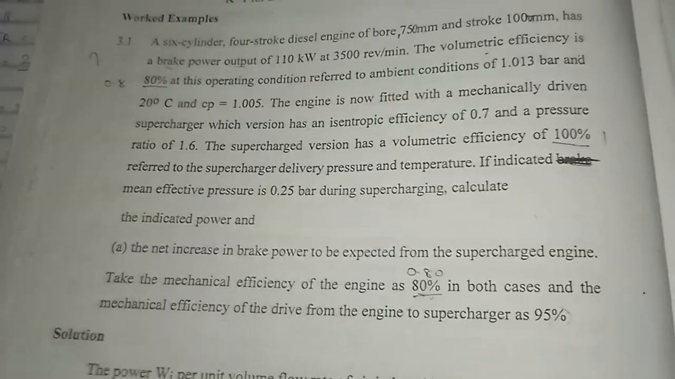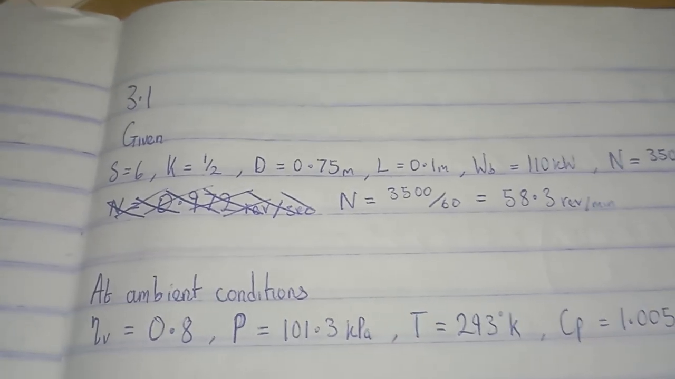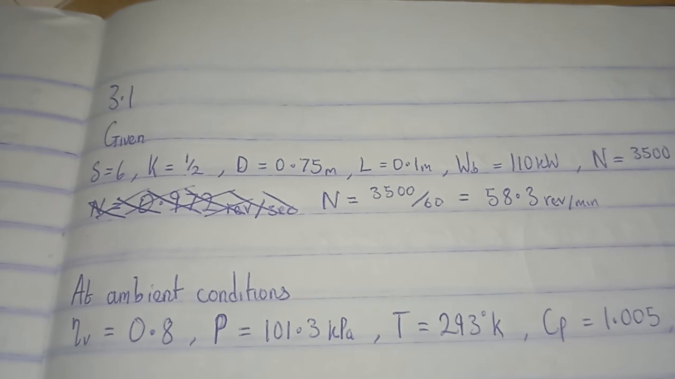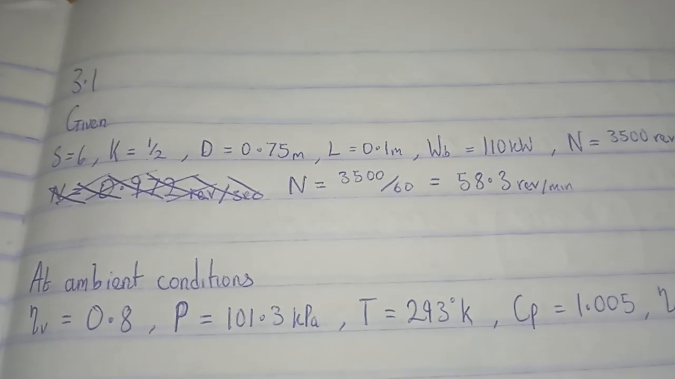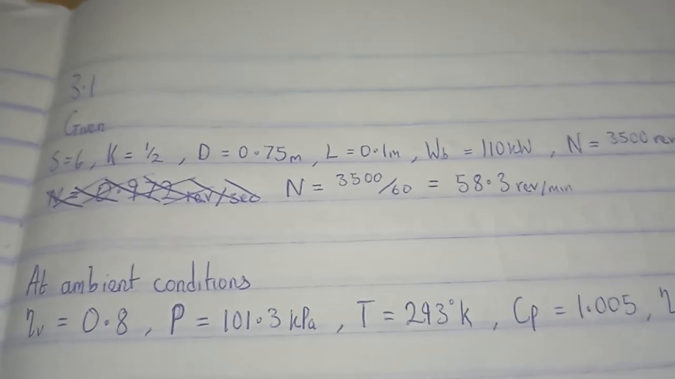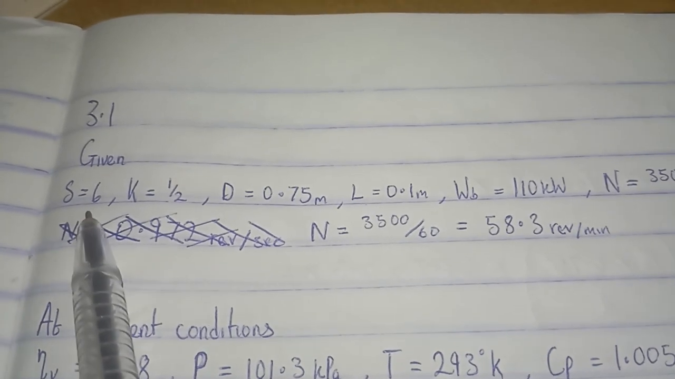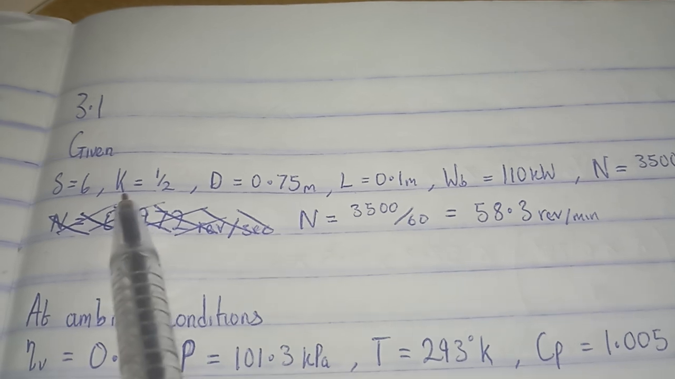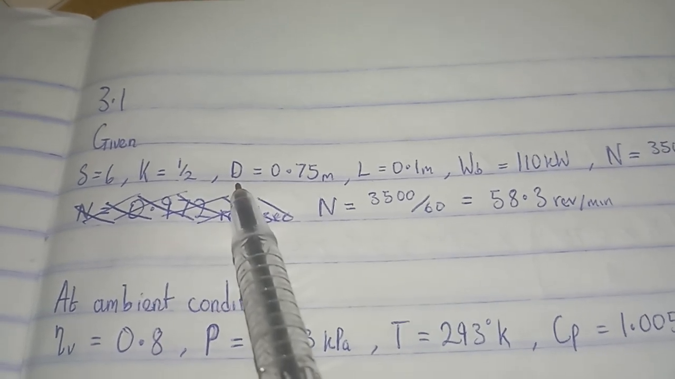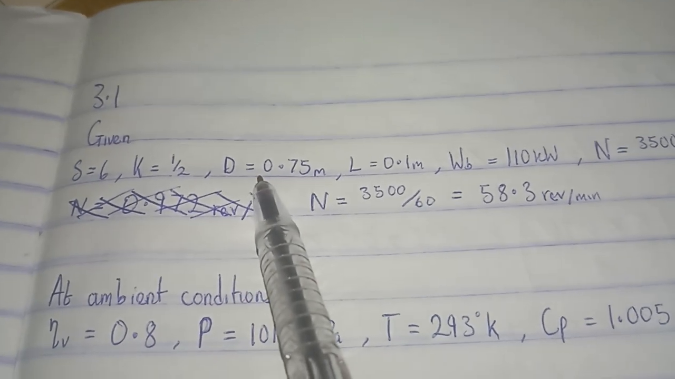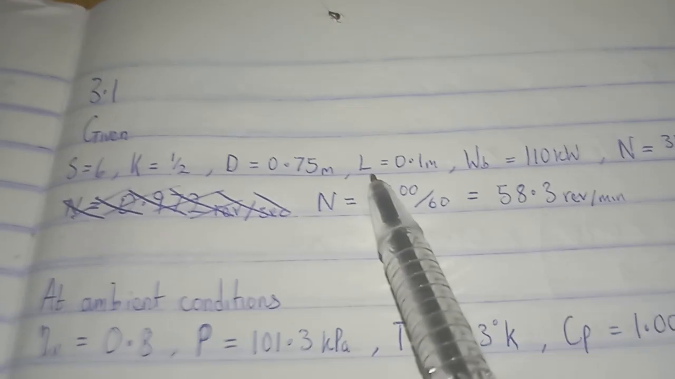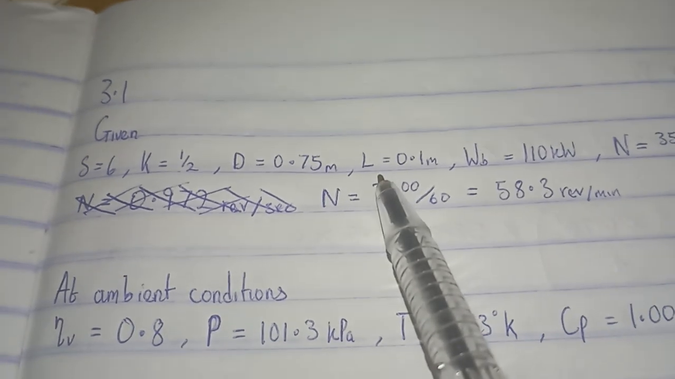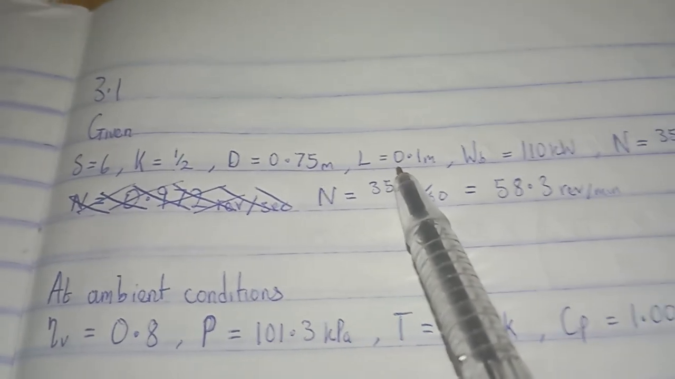Okay, so I'm going to break down how to analyze the question first. The engine has a 6-cylinder 4-stroke diesel engine of bore 750 millimeters and stroke 1000 millimeters. So we know that its number of cylinders is 6. It's a 4-stroke engine, therefore our K is half. The bore is 750 millimeters, converting to meters is 0.75 meters. Our length is equal to 1000 millimeters, converting to meters, 1 meter.